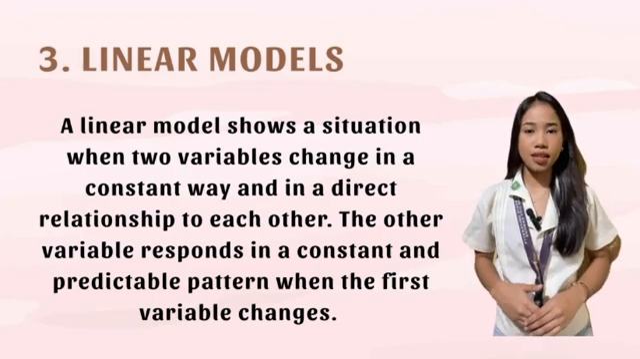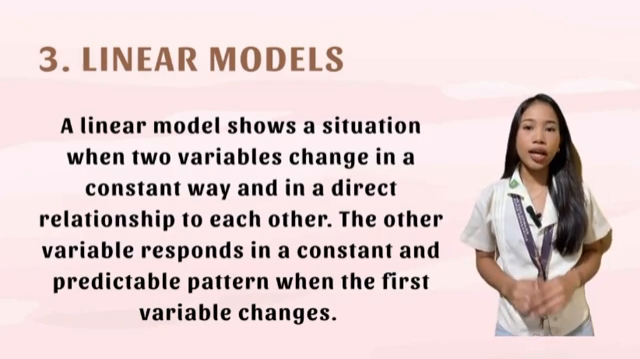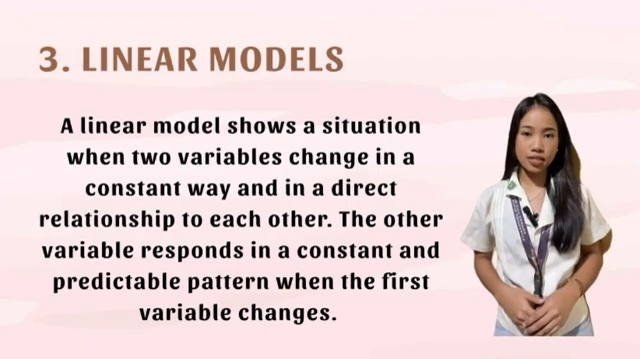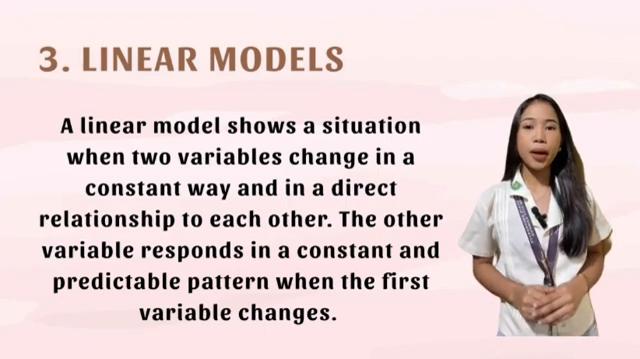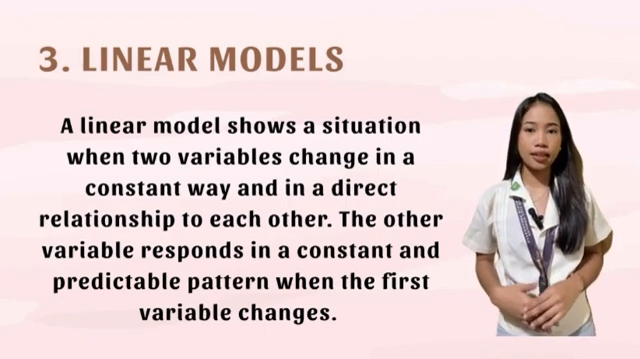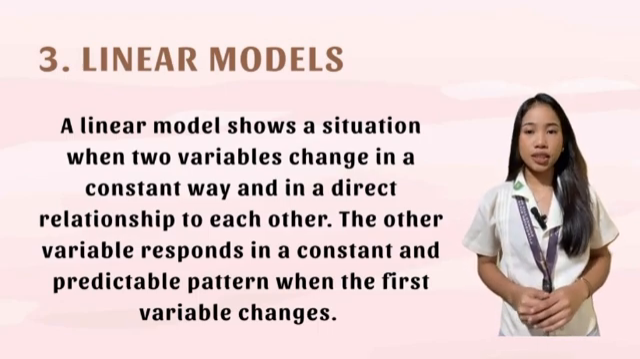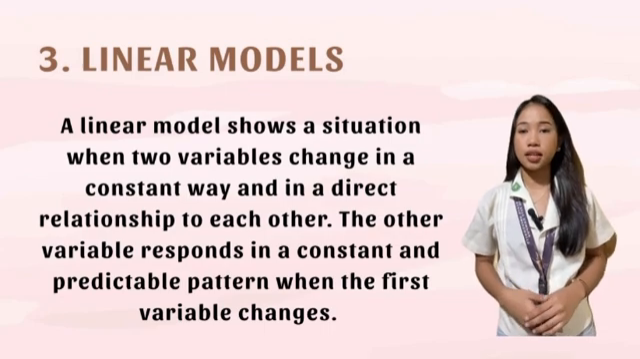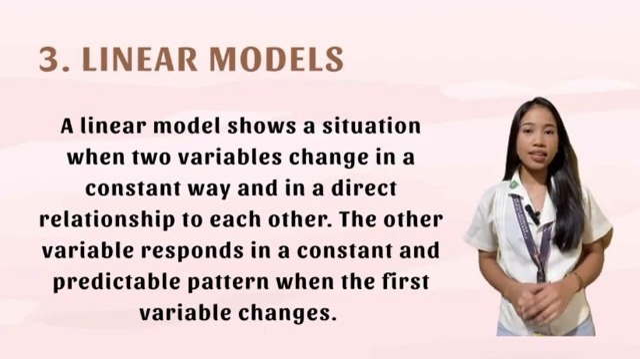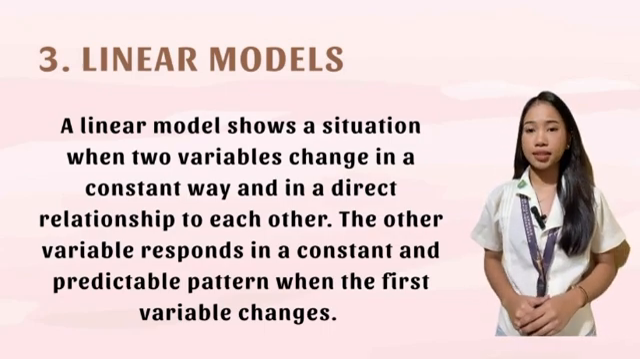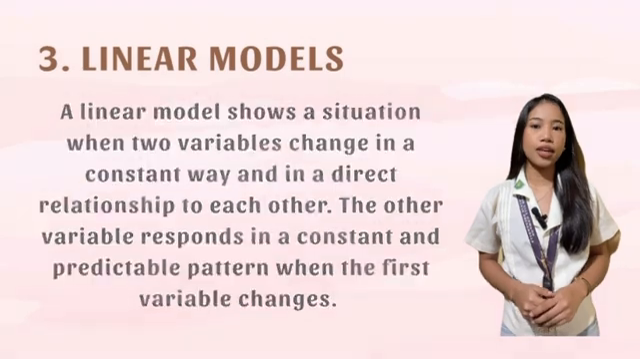So this means that in a linear model, whenever one variable increases or decreases, the other variable also changes in a steady and consistent manner. The pattern is predictable and the rate of change does not vary. This is why linear models are often represented as a straight line in a graph.